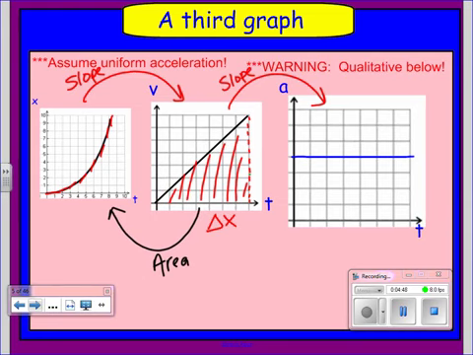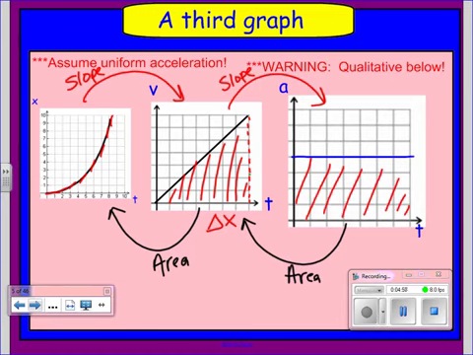The same is true for an acceleration graph. If we wanted to go backwards, we would take the area. Now let's think, what would the area under an acceleration graph tell you? Well, think about it. The area of a rectangle is base times height, or in this case, time, which is in seconds, times the height, which is known as acceleration, measured in meters per second squared.